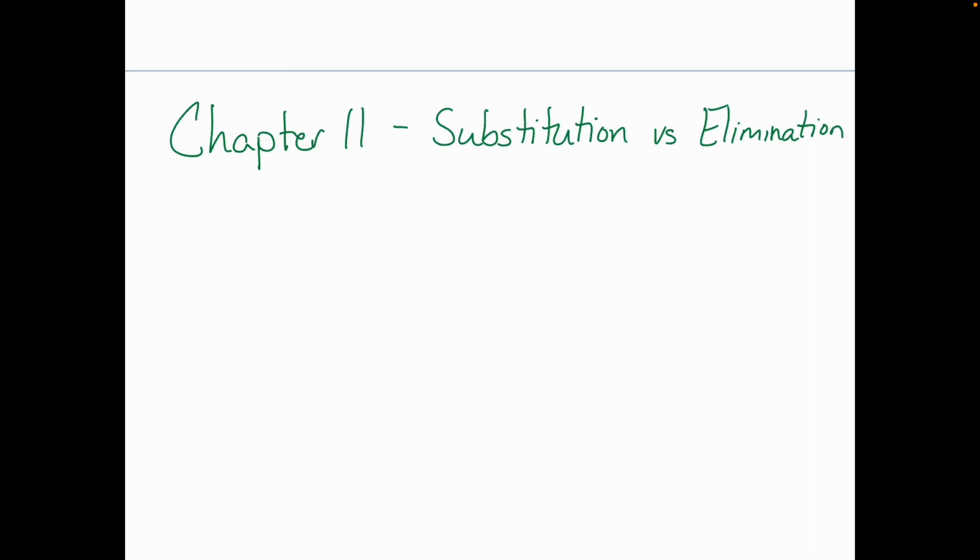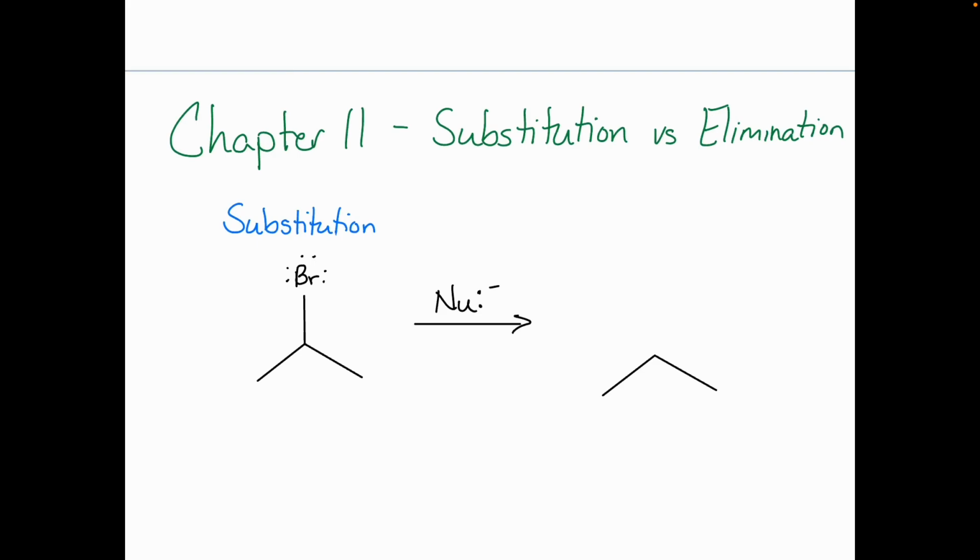First, we're going to focus on each one individually, and then we'll talk about that competition aspect. These are both types of reactions that we've seen before. So first, let's look at substitution reactions. Again, we're going to be talking about alkyl halides, so I'm just going to pick a random alkyl halide. If you have your alkyl halide in the presence of a nucleophile, so I'm just going to use a generic nucleophile symbol, Nu, you're going to get a substitution reaction where that bromine is swapped out for that nucleophile.